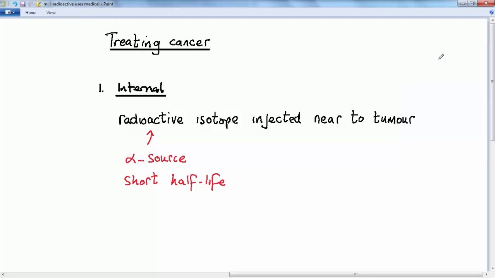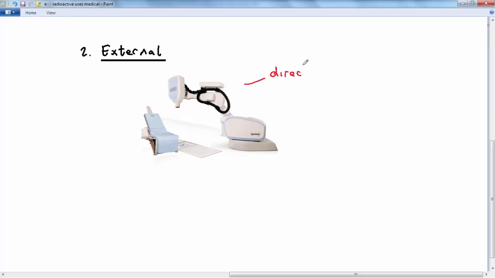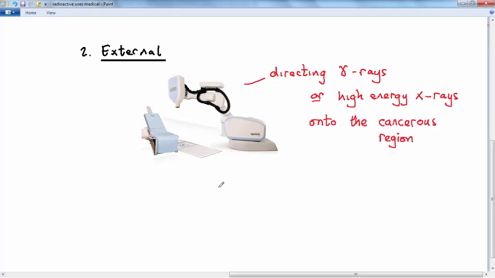Okay, and the other type of treatment is external treatment, and this involves directing either gamma rays or high energy X-rays onto the affected area. So we want a source which is a gamma source for this purpose, and typically cobalt-60 will do this job.